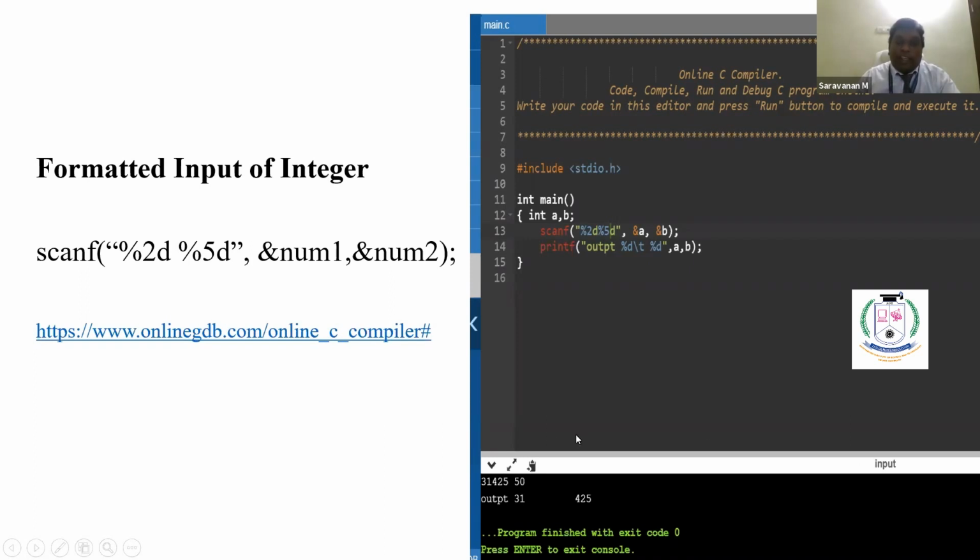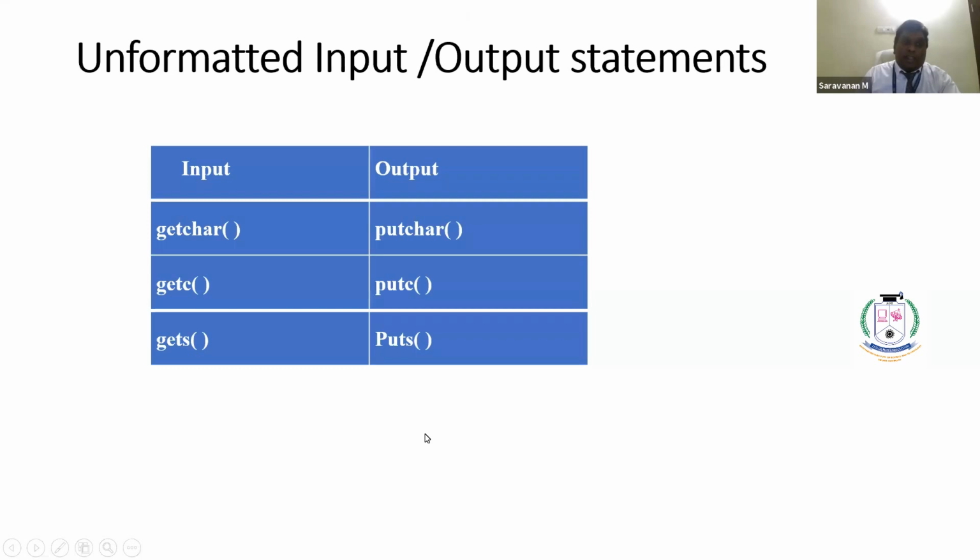Now if I interchange, for example, number 1 is 50 and number 2 is 31425, the output is 50 and 31425. I'll be getting the entire number. So this is the difference with formatted input integer. Now these are the unformatted input statements.